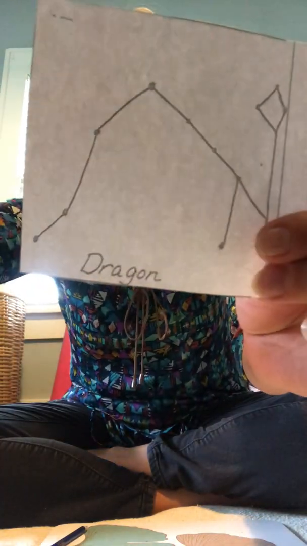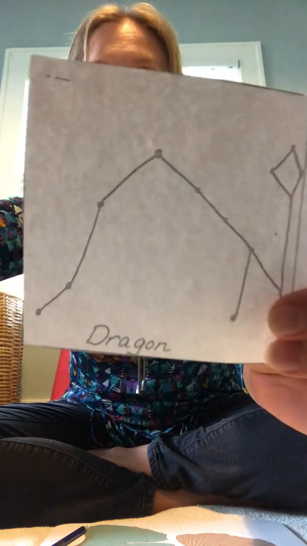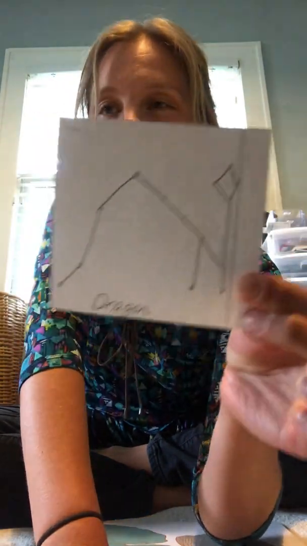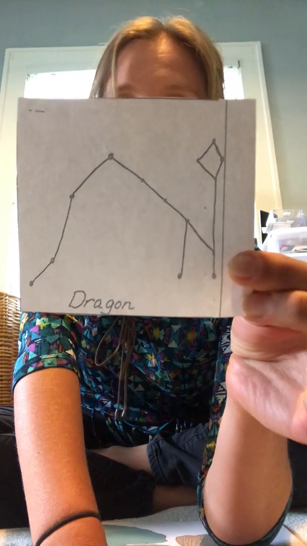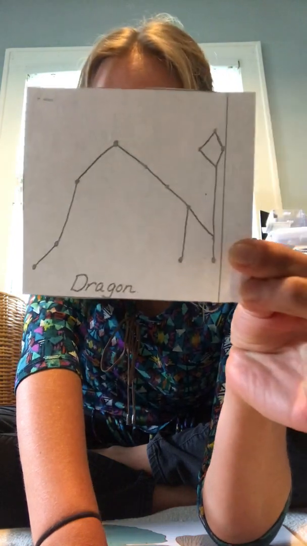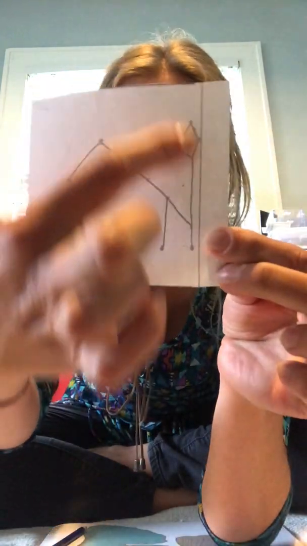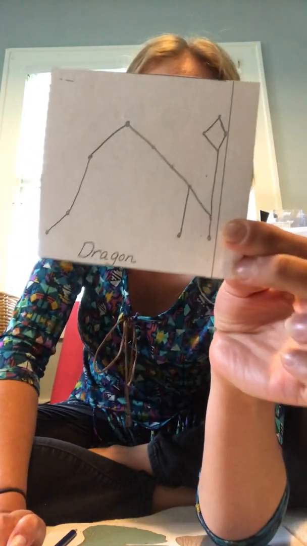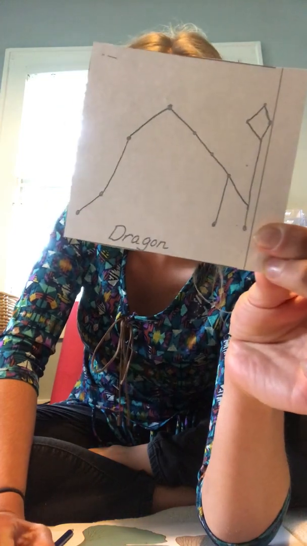Our next one is the dragon. Its actual name is Draco, but that means dragon in Latin. So I think dragon is a little more relatable for us, right? We can remember dragon. It kind of looks like a dragon. And it's made up of 14 stars. That's a lot of stars in this dragon. So go ahead and color your dots and connect, or your stars, they're dots on paper, and connect them.